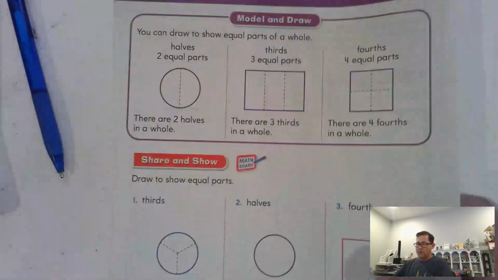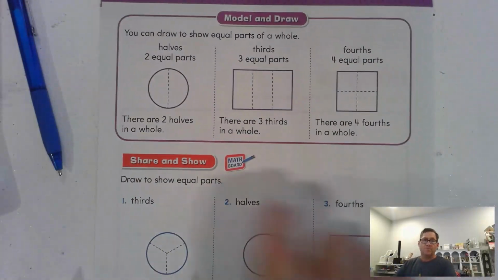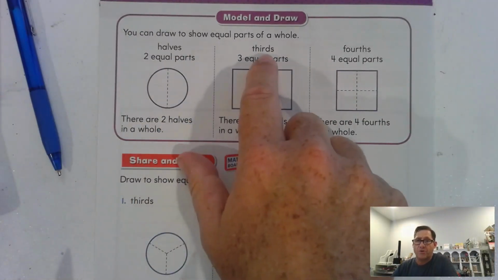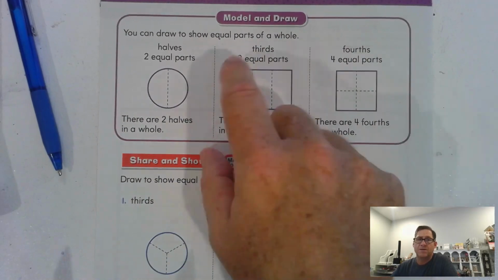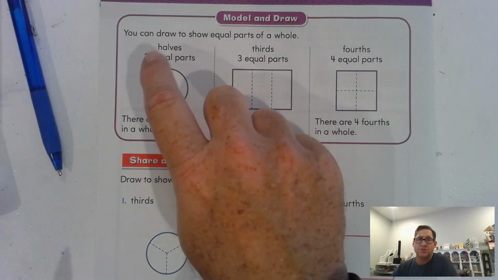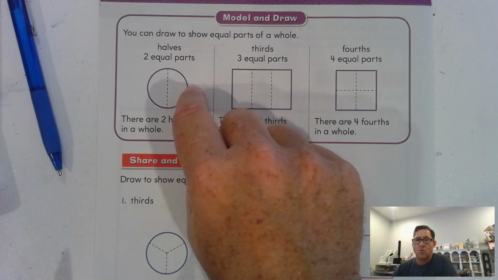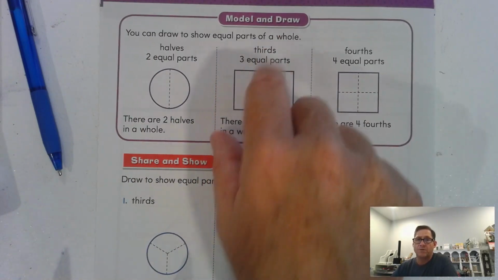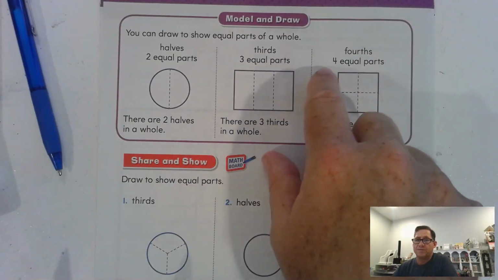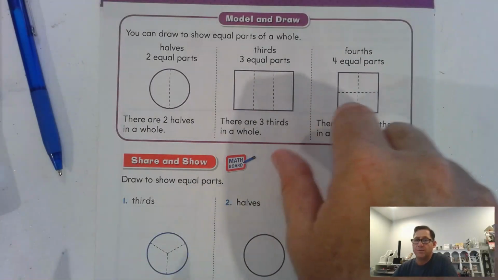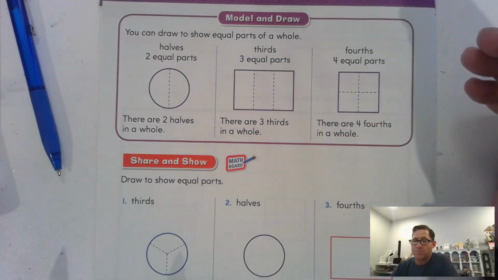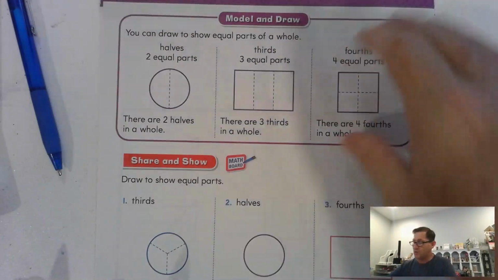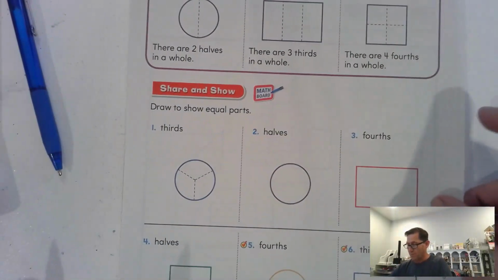So what are you going to be responsible for in this lesson? Well, we have to know the concept of halves, thirds, and fourths. So why are they called halves? Halves because there's two halves to the whole. Thirds, because there's three equal parts. Three equal parts, we call them thirds. Fourths, because there's four equal parts. One, two, three, four. What do you think five equal parts would be called? Fifths. Six equal parts? Sixths. And so on.